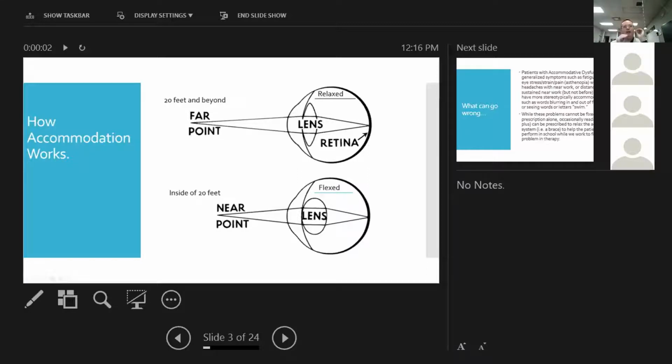Looking at this picture on your screen, understand that when I'm relaxed, the lens is thin, and I'm able to see things that are far clearly. When it's close, I have to flex that lens, flex the muscles that make that lens, so that the lens fattens up, if we could call it that. That slows the light down and shortens its path to the fovea, okay? So it shortens how far it goes to that fovea.